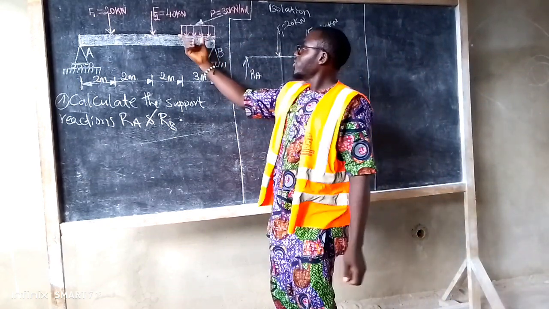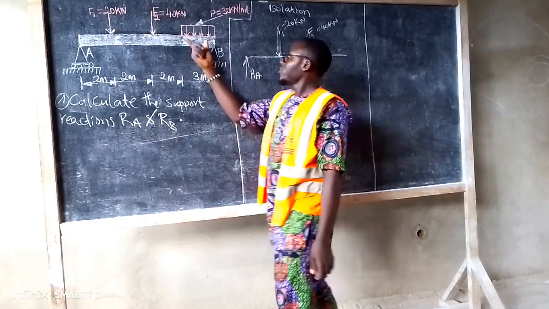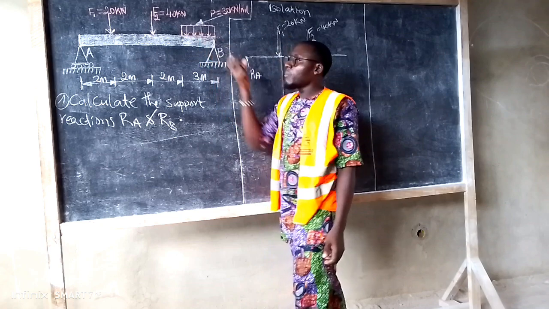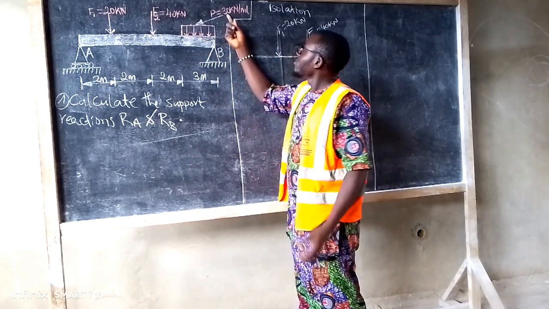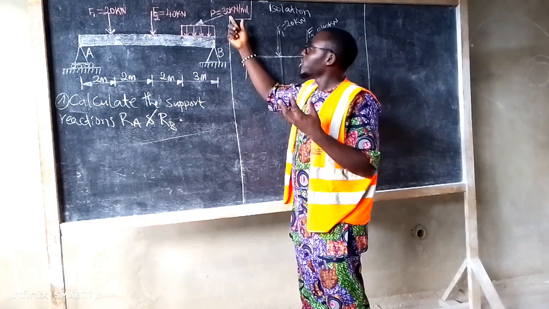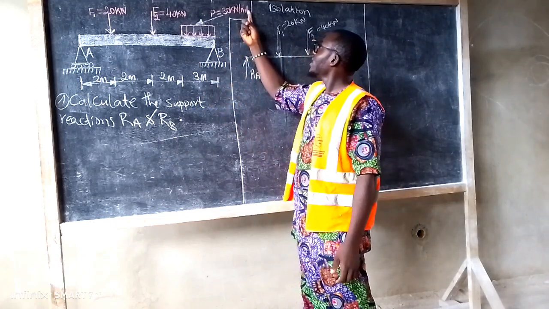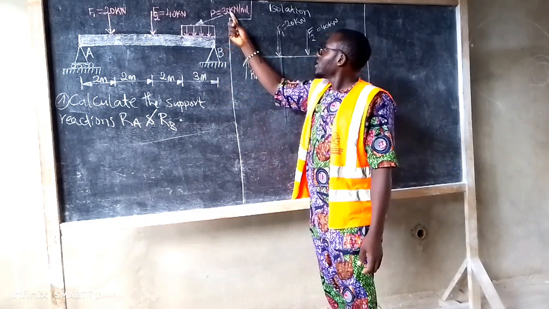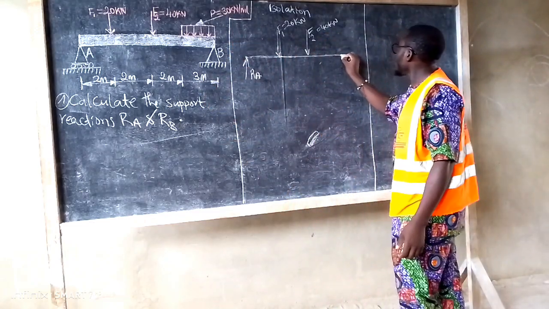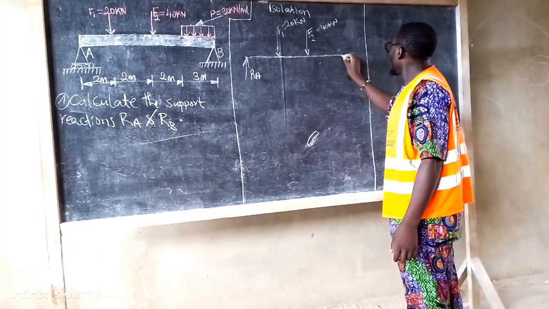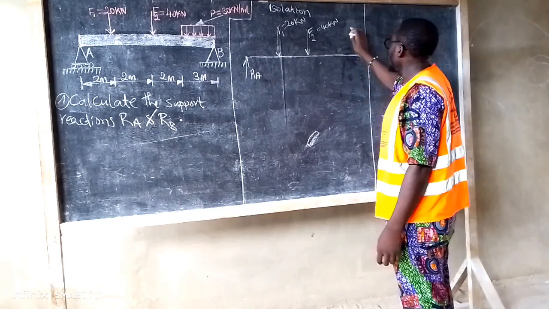Now we need to convert this uniformly distributed load to a point load. To do that, we take the value of the uniformly distributed load and multiply it by the total distance it covers, because it is per meter length. So we take 30 kN per meter length times 3. It will give us 90, so we are going to have 90 kN.